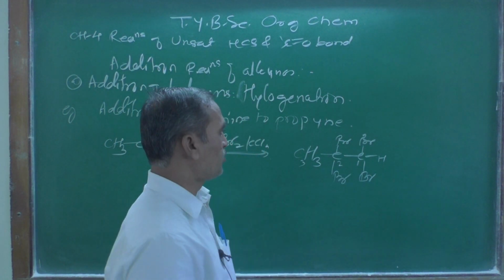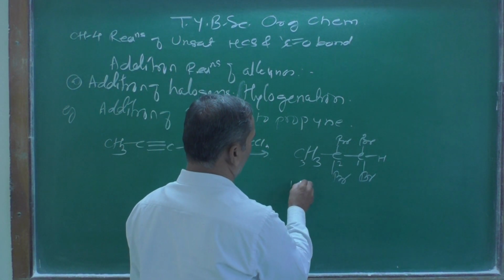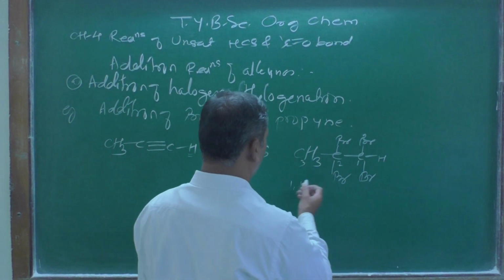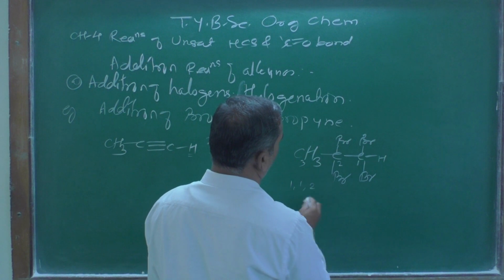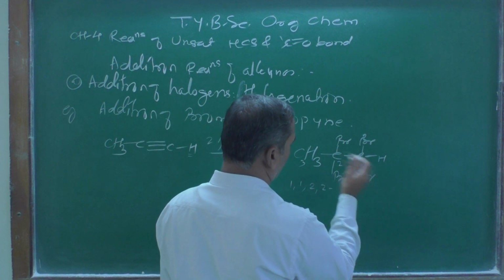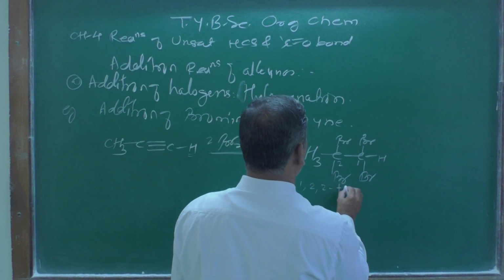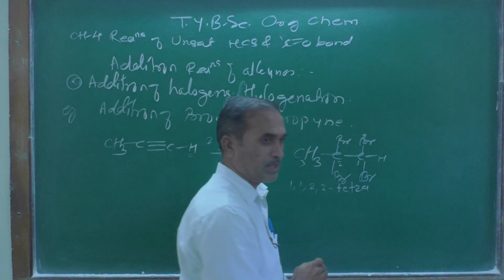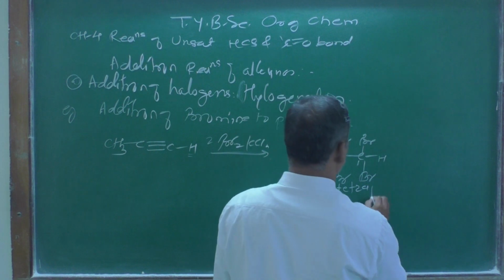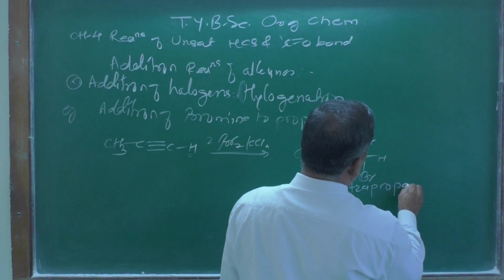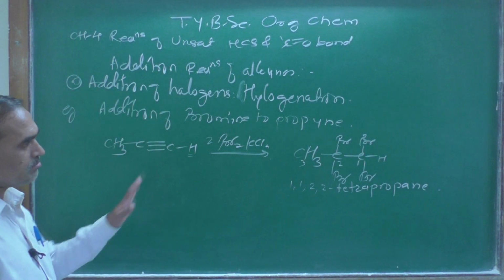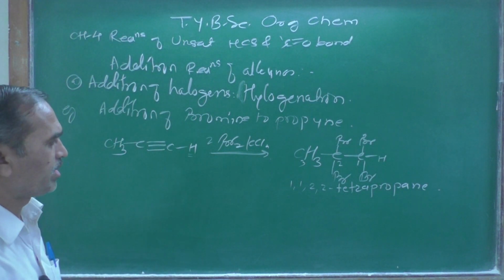At one position there are 2 bromine atoms, and therefore 1, 1, and again at position 2 there are 2 bromine atoms, and therefore we can call it 2, 2. So the total becomes 4, therefore tetra. With 3 carbon atoms in a straight chain, therefore prop, and the last suffix is ane: propane. So that is the compound we are getting over here.